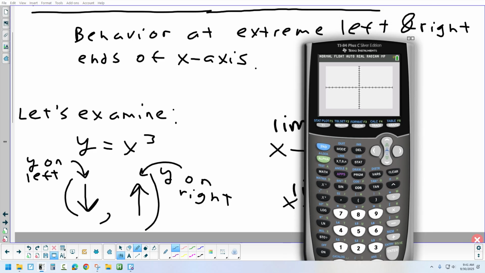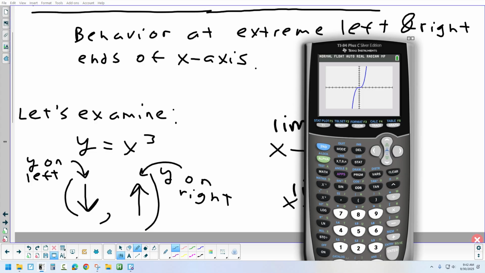So here's a graph of y equals x cubed. The behavior of it is down on the left, up on the right. Left side goes down, right side goes up. If you want to write that with arrows, you can describe it like this. Left arrow is describing what's happening on the left side. The right arrow is describing what's happening to the y value on the right. Okay, so we're describing what's happening to the y value. Is it going up or is it going down?